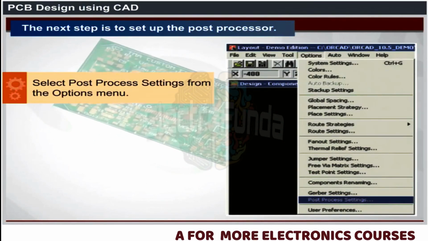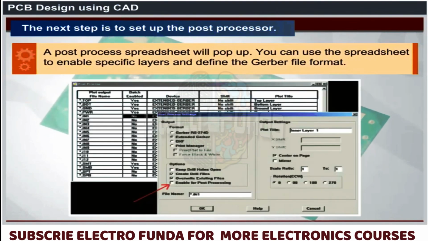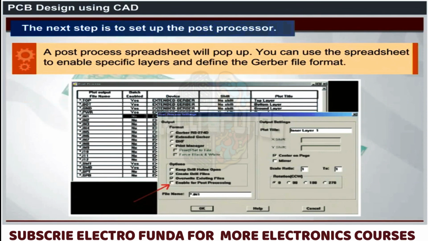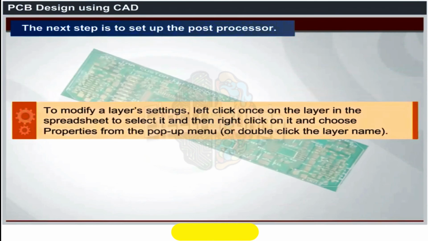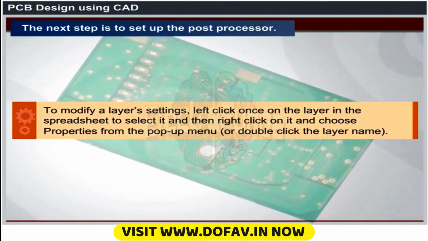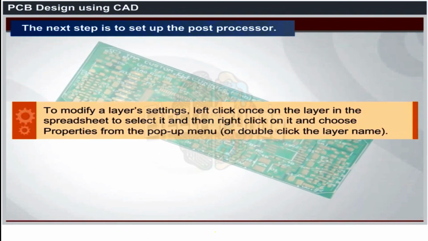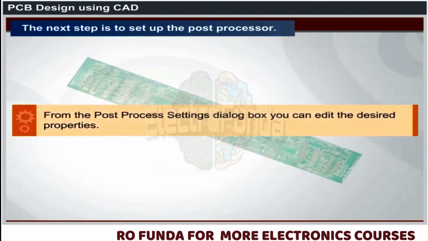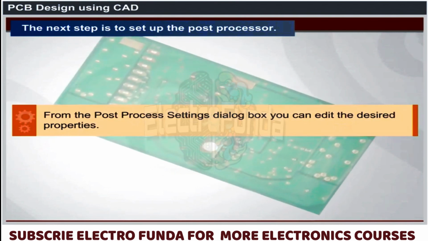The next step is to set up the post-processor. Select Post-Process Settings from the Options menu. A post-process spreadsheet will pop up. You can use the spreadsheet to enable specific layers and define the Gerber file format. To modify a layer's settings, left-click once on the layer in the spreadsheet to select it and then right-click on it and choose Properties from the pop-up menu, or double-click the layer name. From the Post-Process Settings dialog box, you can edit the desired properties.